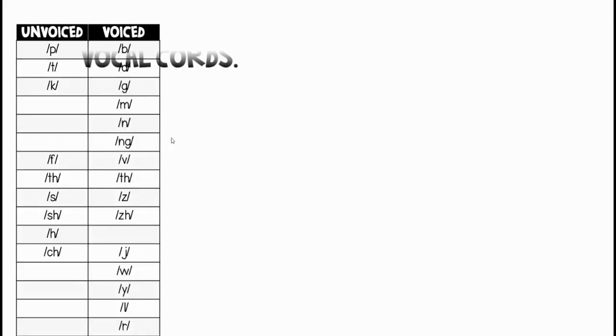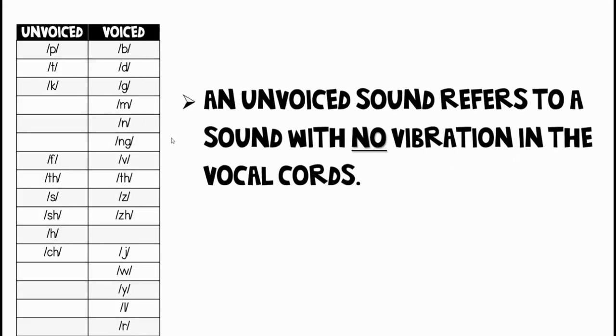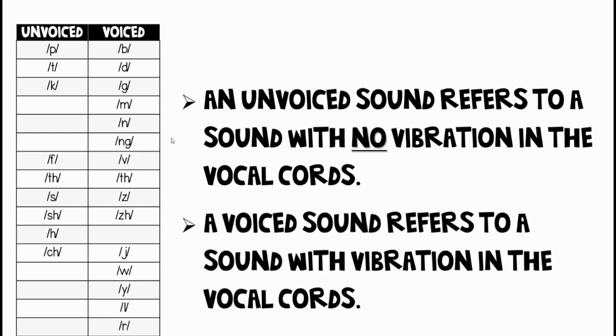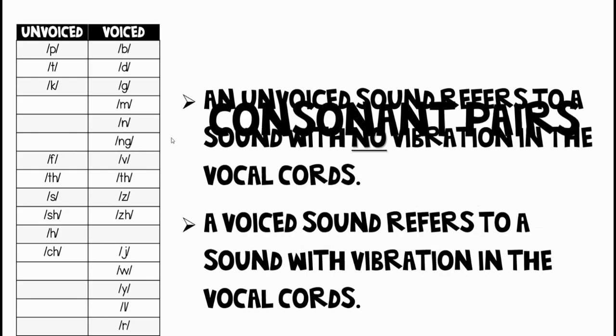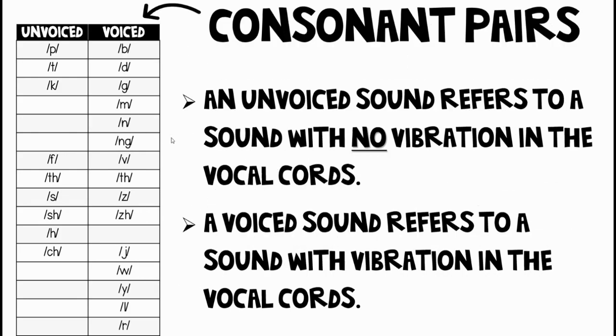A consonant phoneme refers to a voiced or unvoiced speech sound that is produced with the vocal tract blocked or partially blocked by the lips, the tongue, or the teeth during articulation. When we talk about an unvoiced sound, it refers to a sound with no vibration in the vocal cords. A voiced sound refers to a sound with a vibration in your vocal cords. So in this chart, you see unvoiced sounds and voiced sounds. Many, but not all of the consonant phonemes come in pairs.